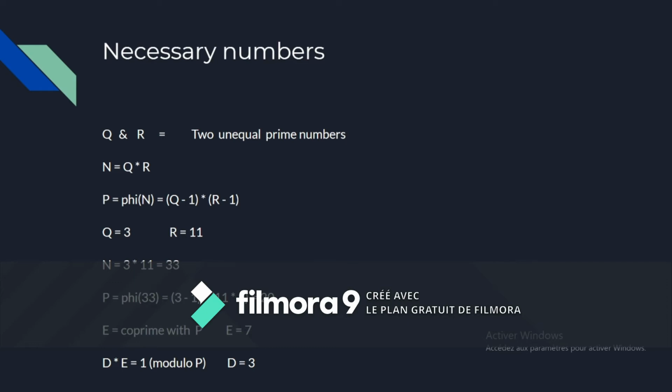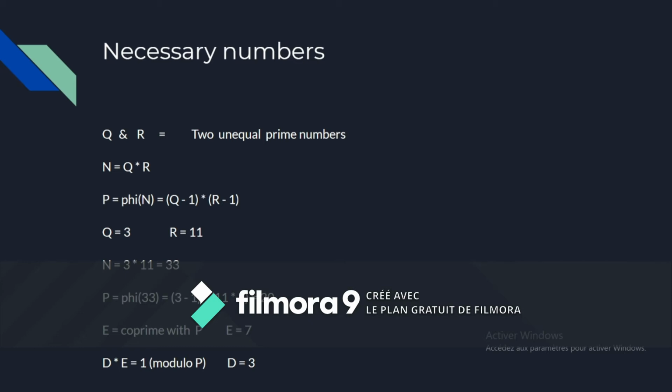Now, here's an example. Let's say we picked Q to be equal to 3 and R to be equal to 11. Then N will be equal to 3 times 11, that's 33. And P will be equal to (3 minus 1) times (11 minus 1), which is 20.